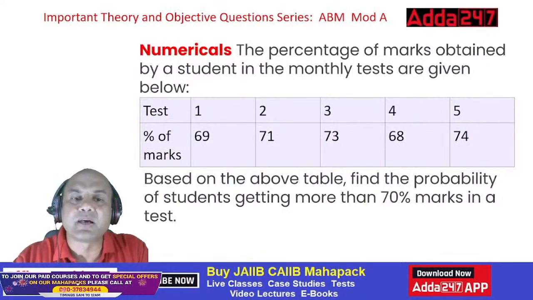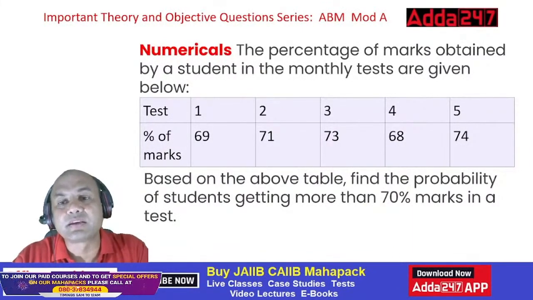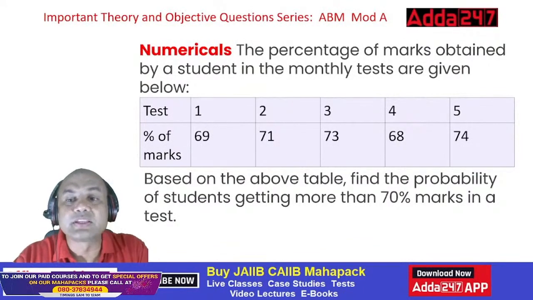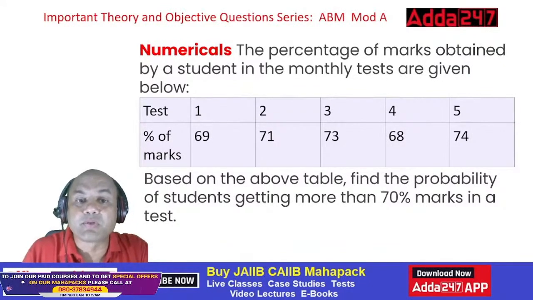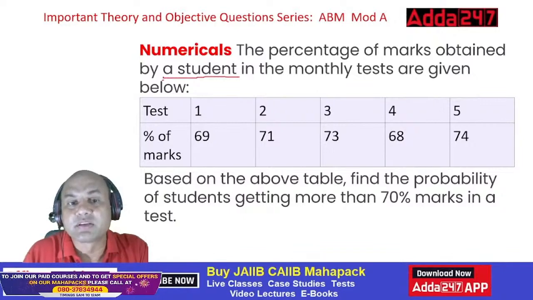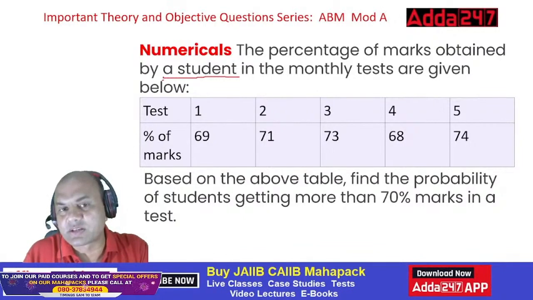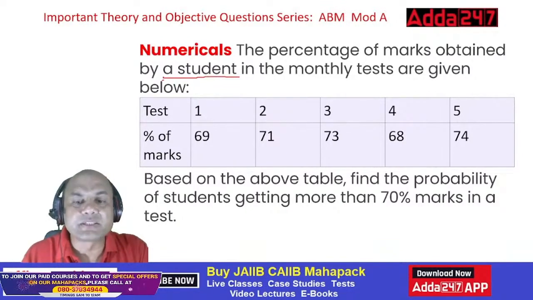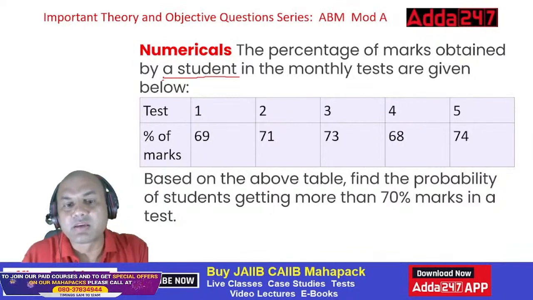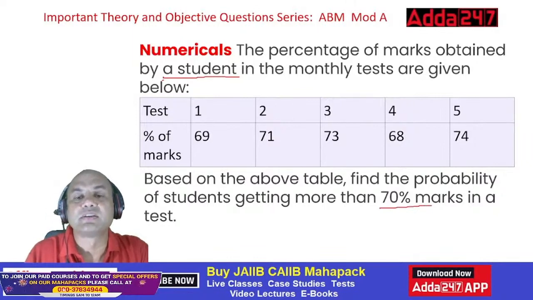Now let's solve some numericals. The percentage of marks obtained by a student on a monthly test are given below. So these are the 5 tests, and they are obtained by one student only. So this is one student who is getting these marks. 5 tests are there. The percentages of marks are given over here: 69, 71, 73, 68 and 74. Based on the above table, find the probability of the student getting more than 70% of the marks in a test.